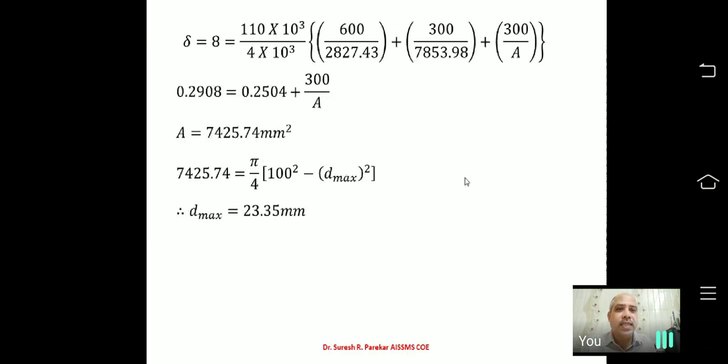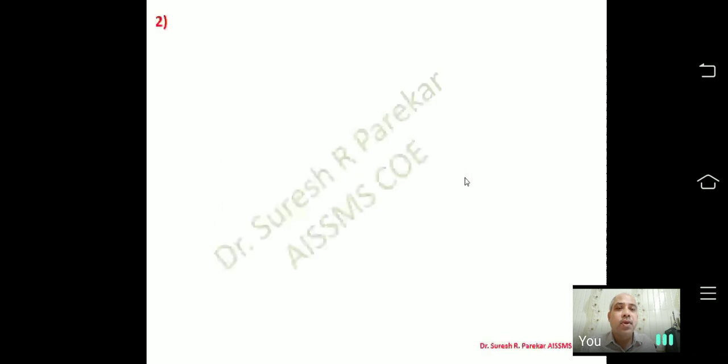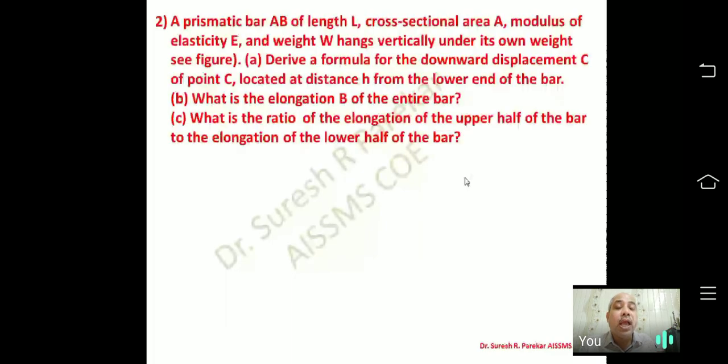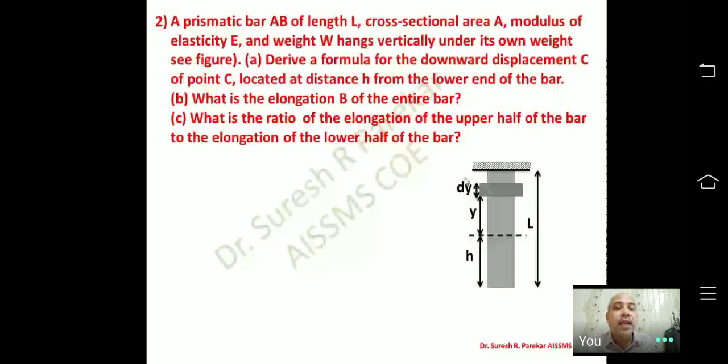Now we will go to the second problem. In the second problem, if you see, we actually have to determine the displacement due to the weight of the bar. Now you can see this. So what are the questions? First we have to derive a formula for the downward displacement C, where C we have at a distance h from the lower end of the bar.